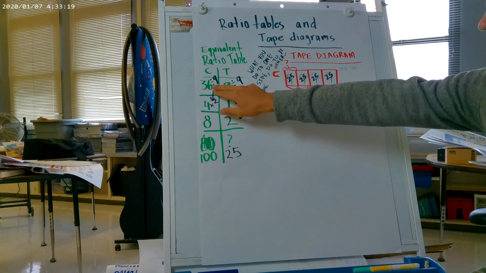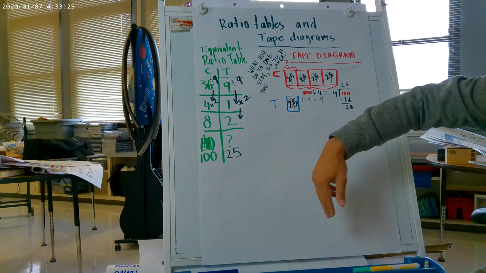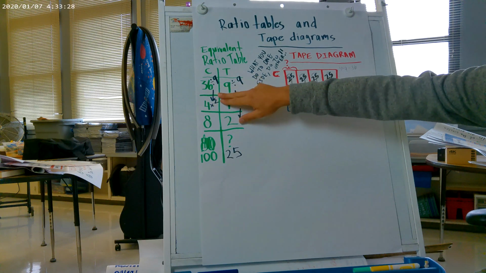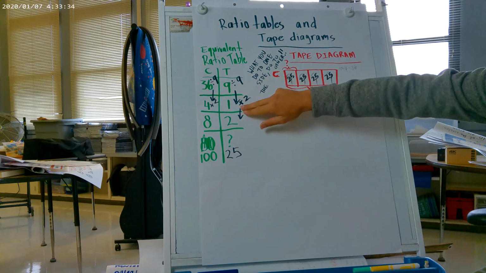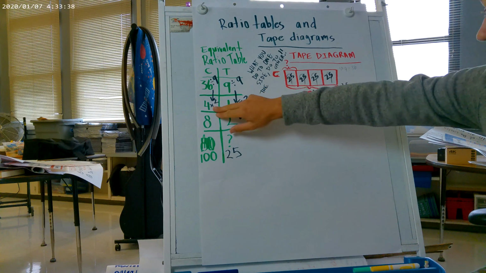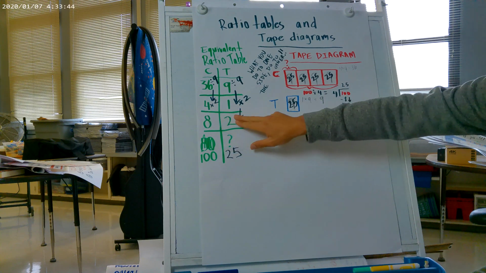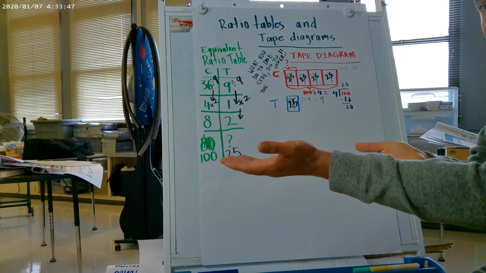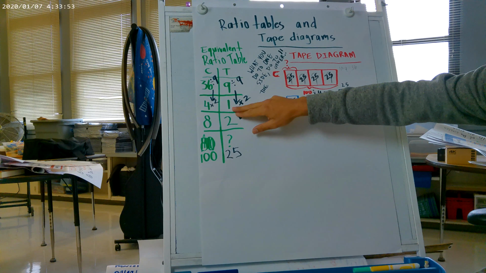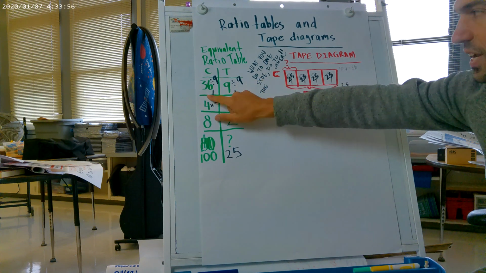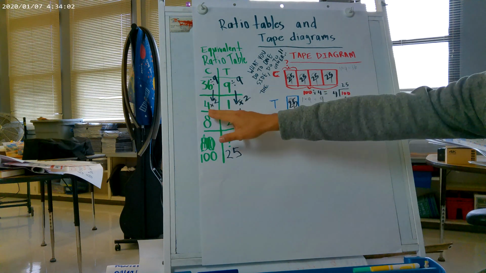So if we had 36 chairs at a ratio of 4 chairs for every 1 table, that means if the chair amount gets multiplied by 9 to reach 36, we have to do that to the other side as well to keep the ratio equivalent. What we do to one side, we have to do to the other side. So 9 times 4 equals 36, and 1 times 9 equals 9. So if we increased the chairs to 36, the tables would increase to 9.